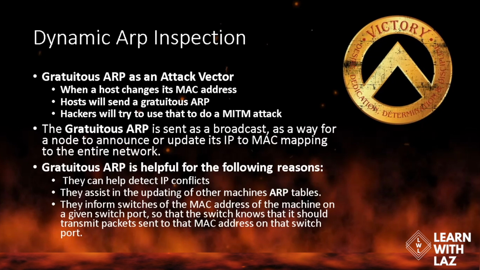The gratuitous ARP can help detect IP conflicts. Really? Doesn't the DHCP server do that? If you're in a VLAN, let's say we're all on VLAN 1, just to make it simple. We're all on VLAN 1, and you put 192.168.1.1, and I put 192.168.1.1. We're all in the same broadcast domain. That's going to tell you, not going to happen. We're going to have a conflict, right? Doesn't that happen automatically? I don't know what's going on. They also assist in updating other machines' ARP tables.